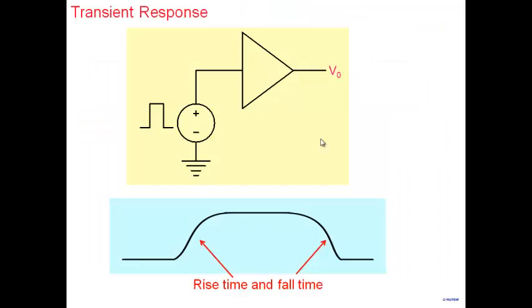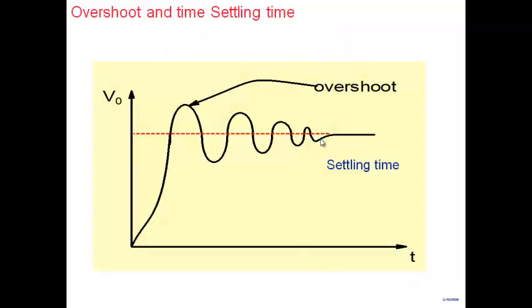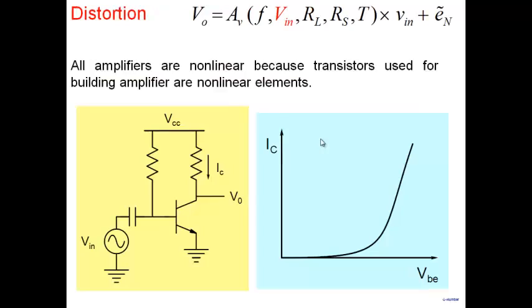All right, so that's as far as the time response or the frequency response is concerned. Rise time, fall time, overshoot, settling time are in the time domain. Lower cutoff frequency, upper cutoff frequency, or unity gain frequency are in the frequency domain. Let's look at another non-ideality.